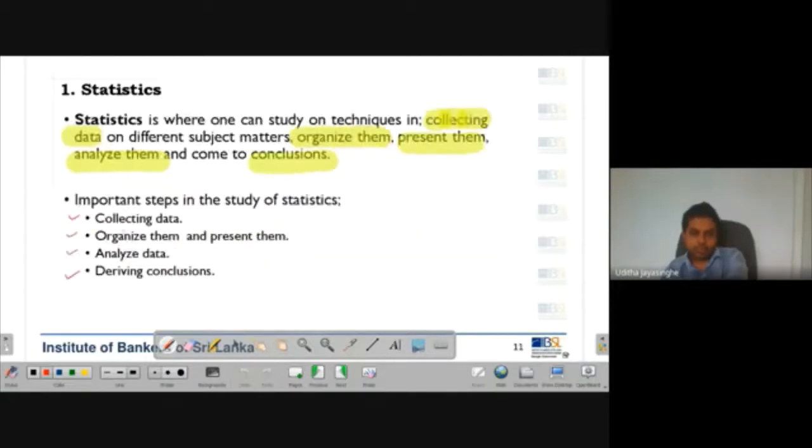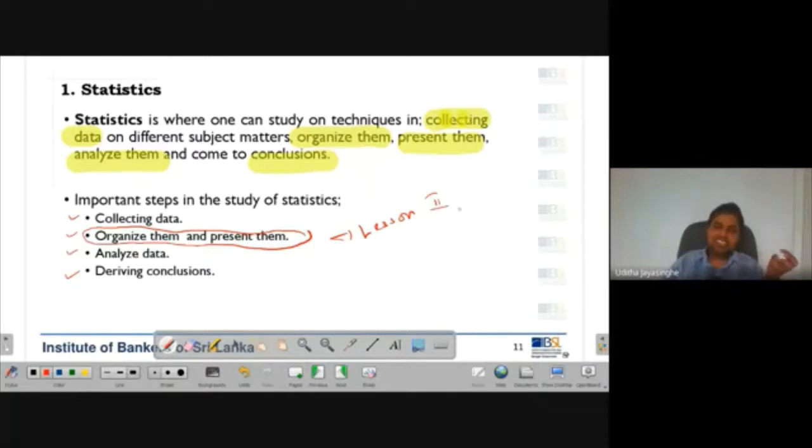Now this particular part, organize them and present them, is going to be our next lesson, lesson number 2. This is a very simple lesson, mind you. It's all about how to put the set of organized data from a table to a graph, a pie chart, a bar chart, multiple bar chart.